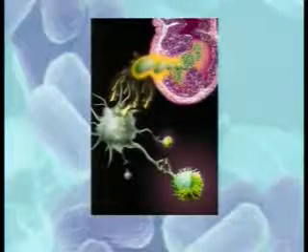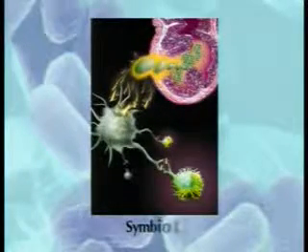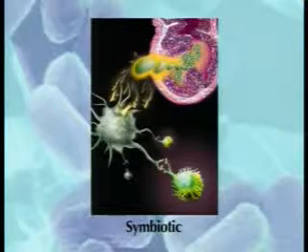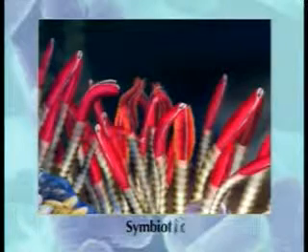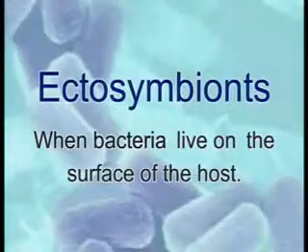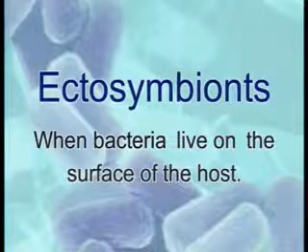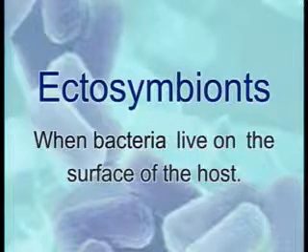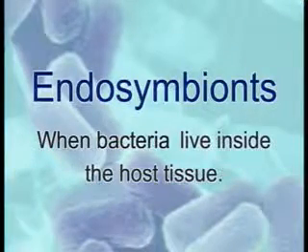Now we have one more type of bacteria which we call symbiotic bacteria. Those bacteria which grow in close, beneficial association with other living organisms are known as symbiotic bacteria. In terms of their association with the host, symbiotic bacteria may be ectosymbionts, when bacteria live on the surface of the host, or endosymbionts, that is, when bacteria live inside the host tissue.